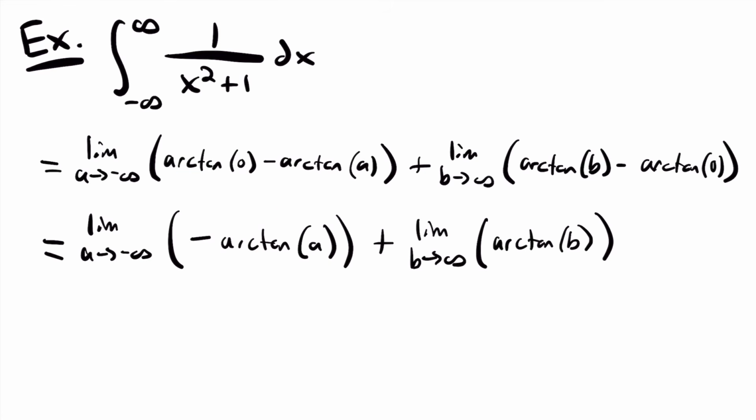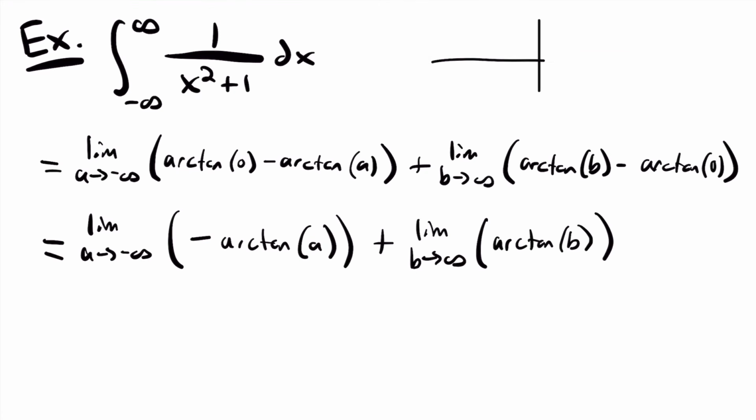All right, and so now we have these two limits that we can evaluate. Let's start with our first one here. We have the limit as a approaches negative infinity of negative arctangent of a. And so now if a is approaching negative infinity, what happens to the arctangent function?